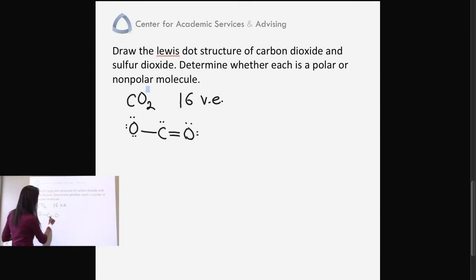And there's a double bond there. Now if we count, we have 18, we still have 2 extra, so we have to go ahead and do another double bond. And there we go. And that's the final structure of carbon dioxide. And its molecular geometry is going to be linear.